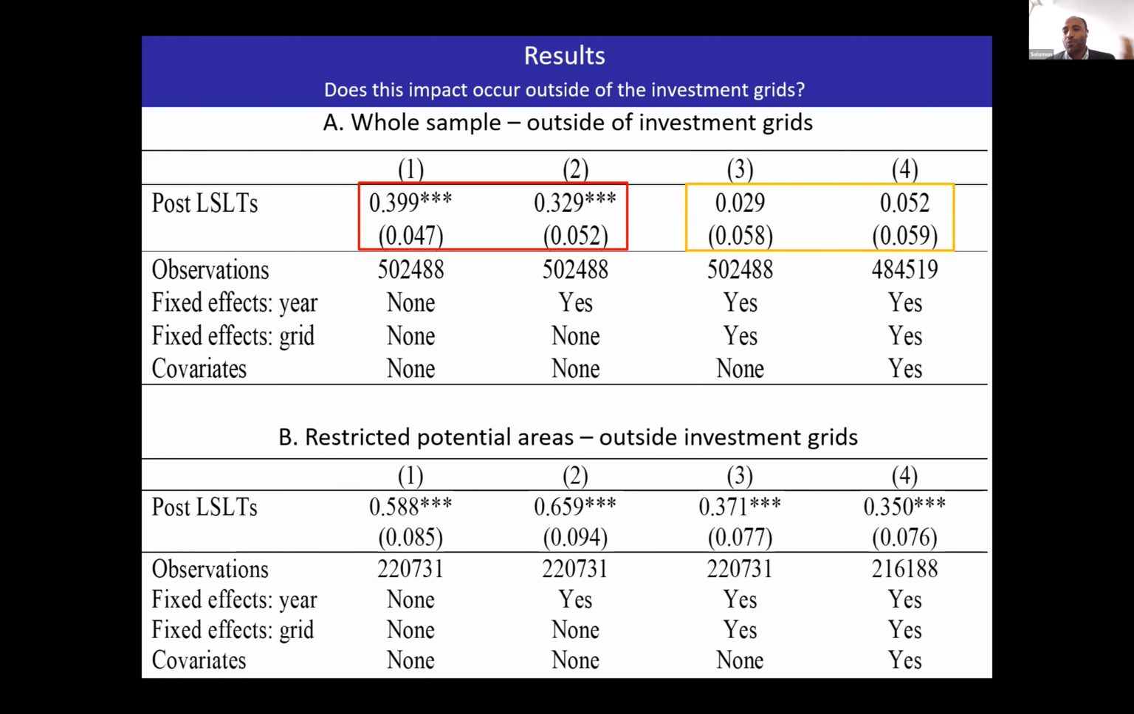But when we restrict to potential areas, outside the investment grids, the potential investment areas or the land bank areas, we see a significant effect all the way through, also in the fully specified and our main model. That is when we include the grid fixed effect, the year fixed effect, and the covariates, we see an impact. So it depends on the area where we consider our analysis. If we restrict our sample to the potential land investment area, we see an impact. But if we use the whole sample, we don't really see it. We see a non-robust significant effect when you consider the whole sample.